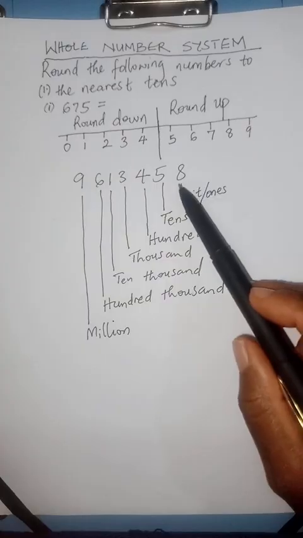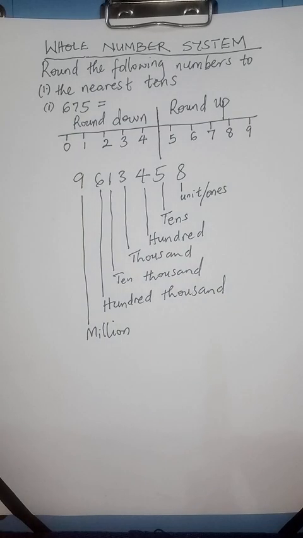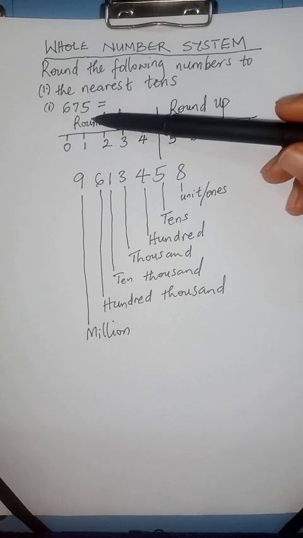So 1 to 3, 1 to 3, 1. That's how you divide the numbers. It's easier for you to give it a place value to know which one is the unit or the ones, which one is the tens, the hundred, thousand, 10,000, 100,000, million, as the case may be. Now let's go back to our question. 675. This is the question. I'm going to round this to the nearest tens.